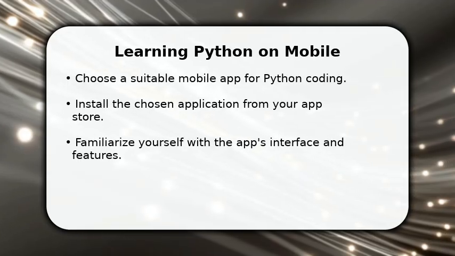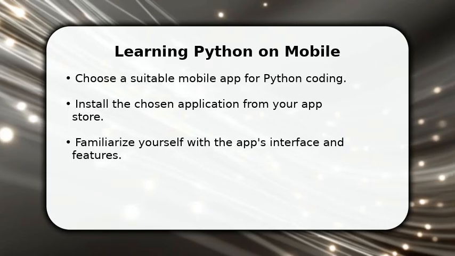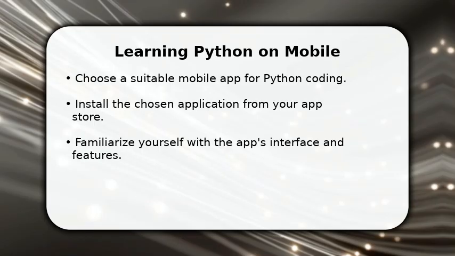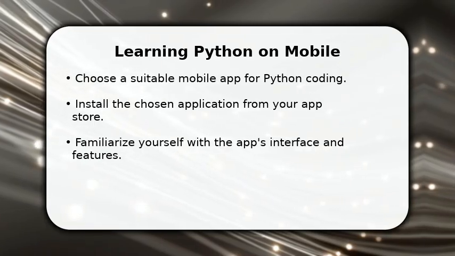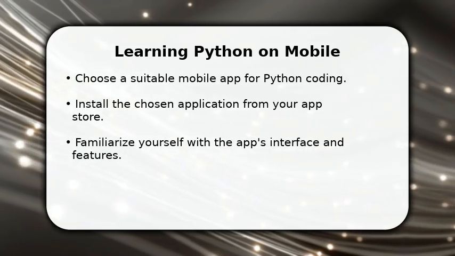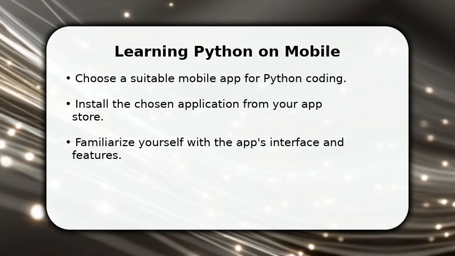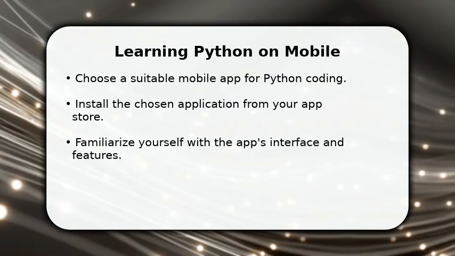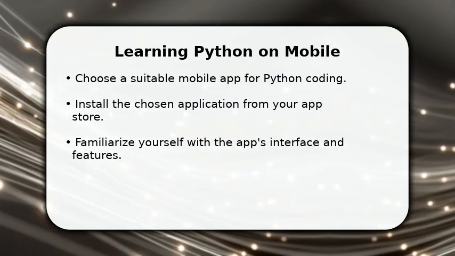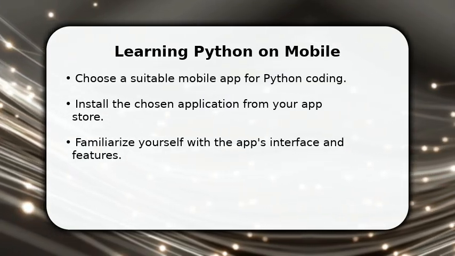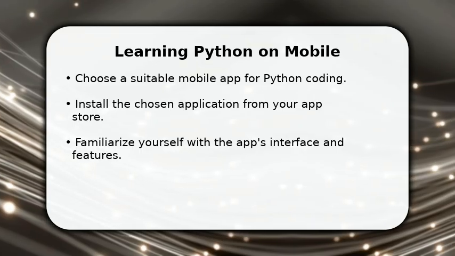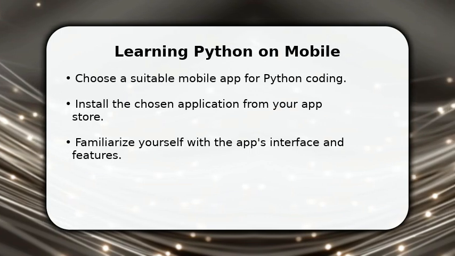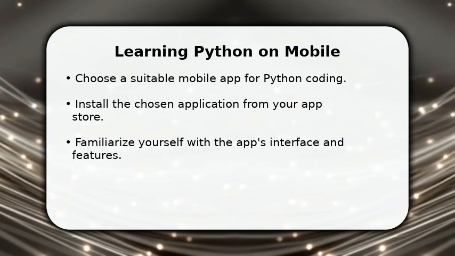In this video, I will help you learn Python for beginners on mobile. First, select a reliable Python interpreter app from your device's App Store. Popular choices include Pydroid 3 for Android or Pythonista for iOS, offering a complete development environment. Install the app, then spend a few minutes exploring its interface. Understand where to write code, run programs, and view output. This initial setup is crucial for a smooth learning experience on your mobile device.